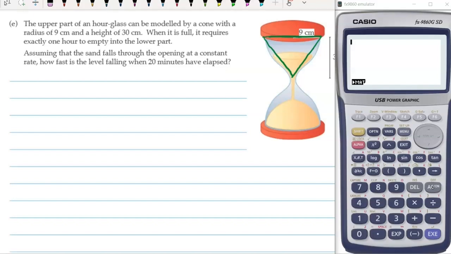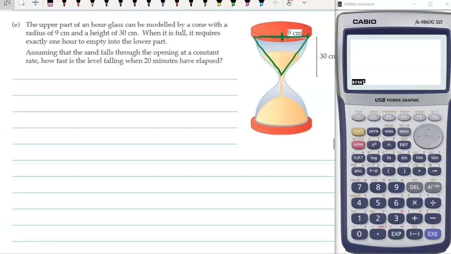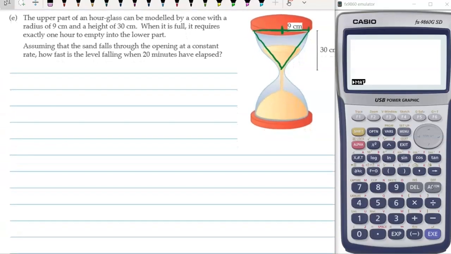There we go. So the triangle shape there, where the radius is 9, so from the middle out to the edge is 9, and the height of that triangle cross-section of the cone is 30. Now we haven't been given a rate exactly, but we have been told this information here. So when it's full, it takes an hour to empty, and from that we can work out a rate. If we can find the volume, and we know that it takes an hour to come through, then we would know that that's the rate that the sand is falling through at.